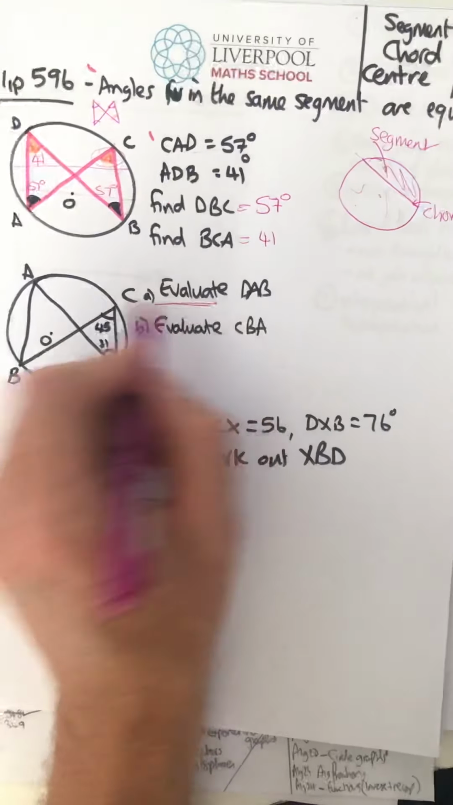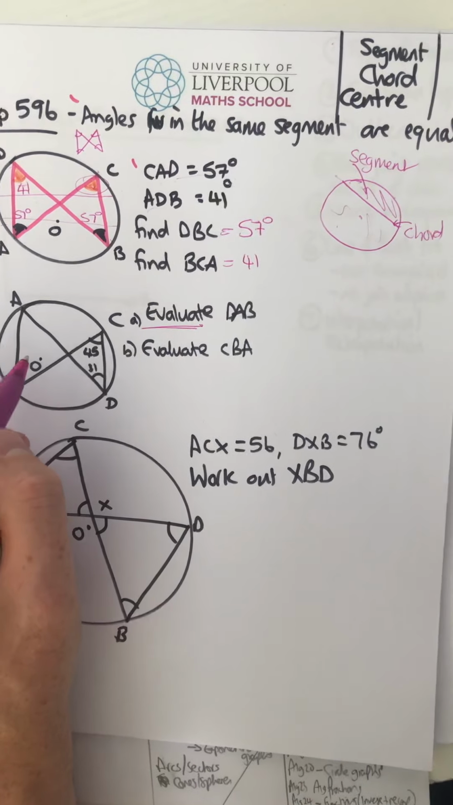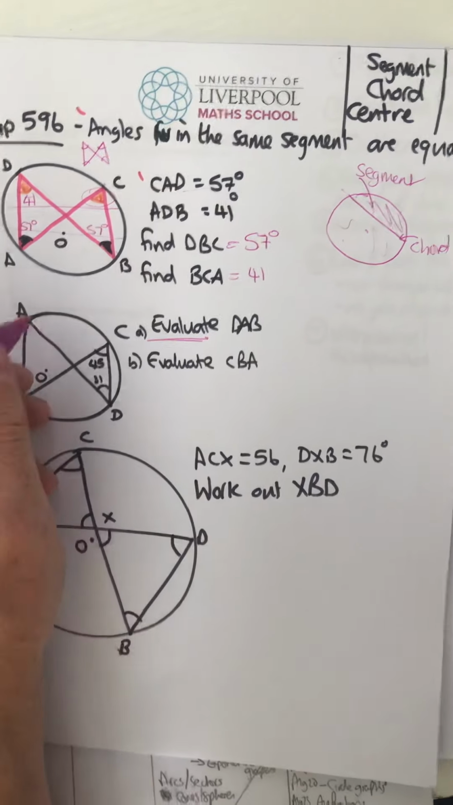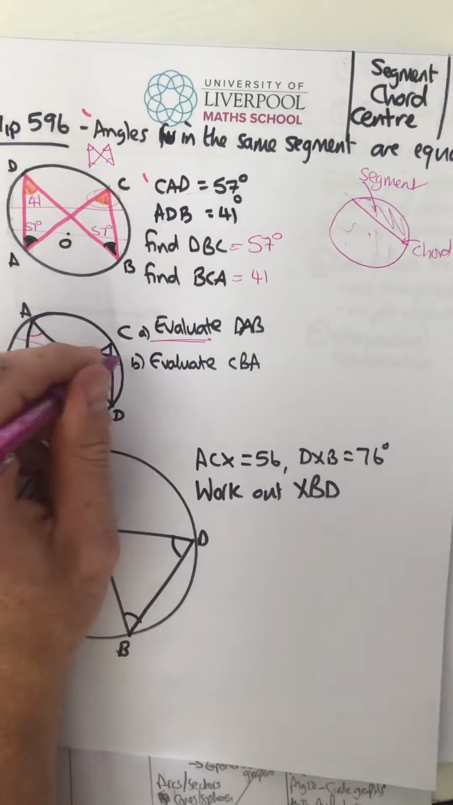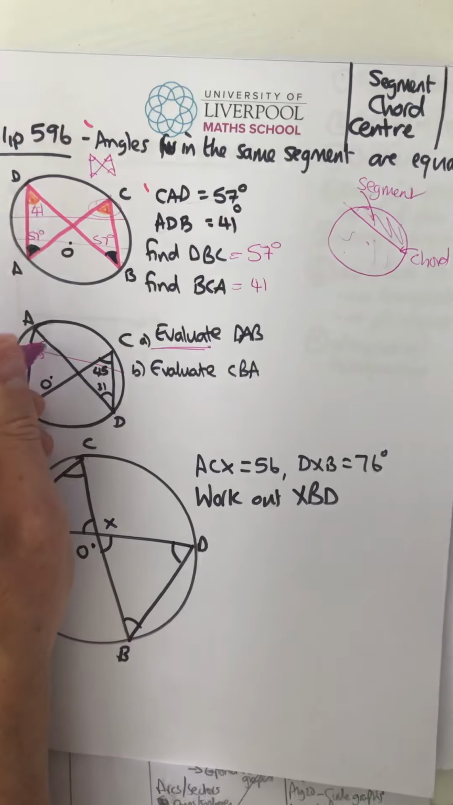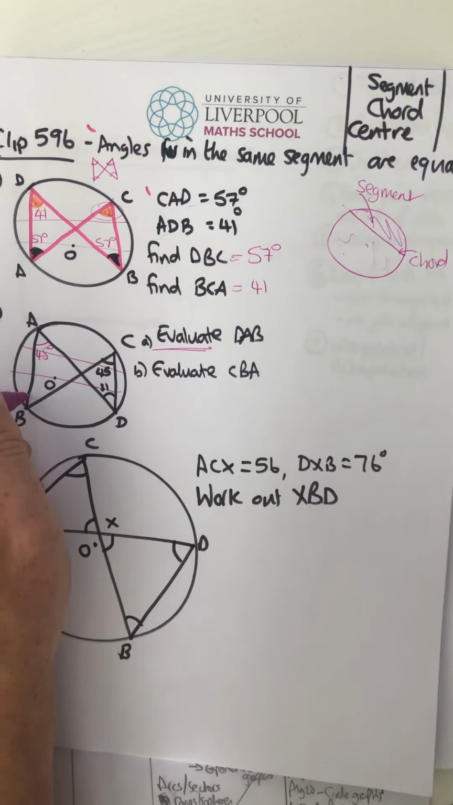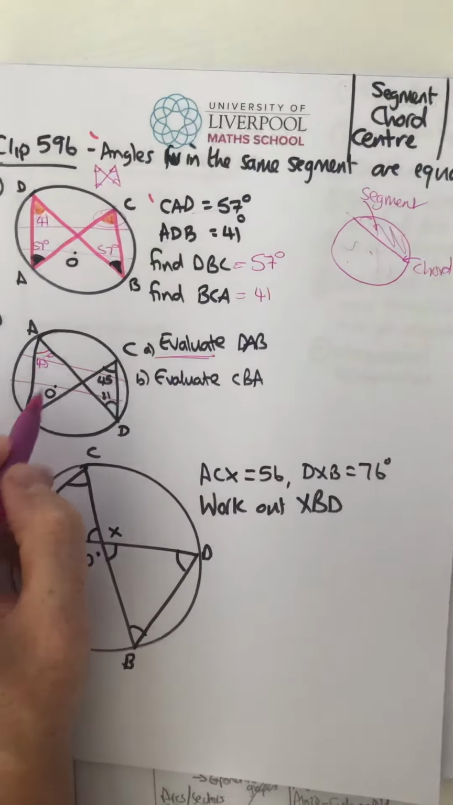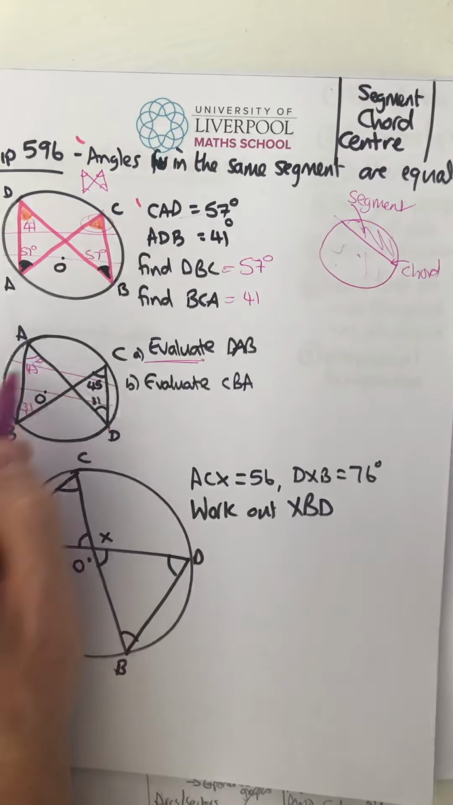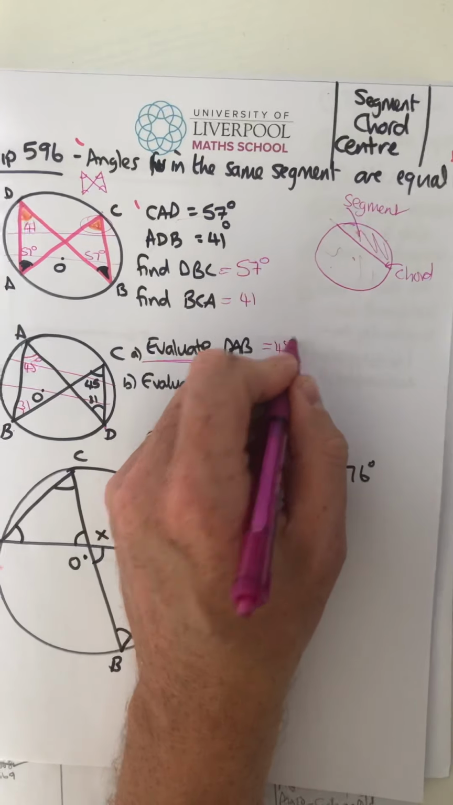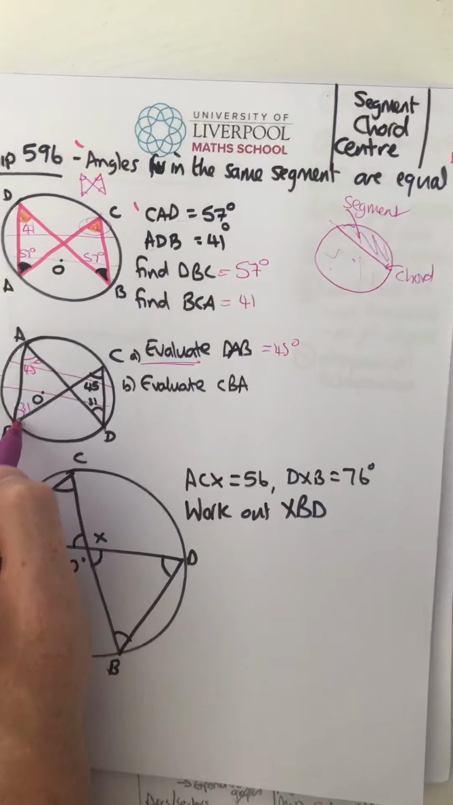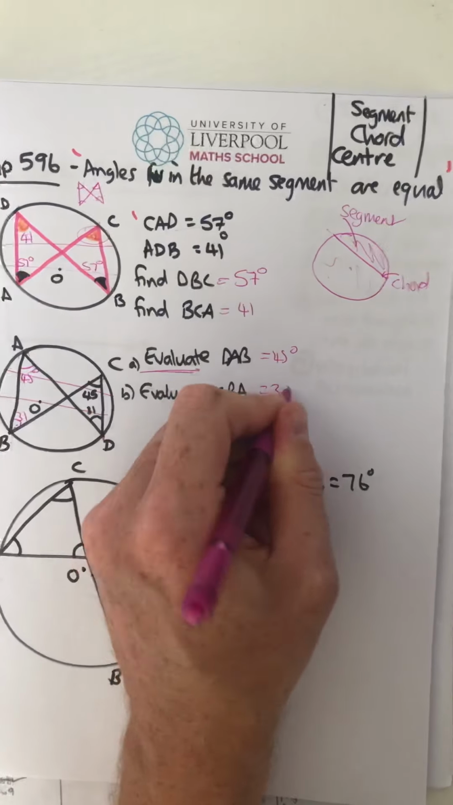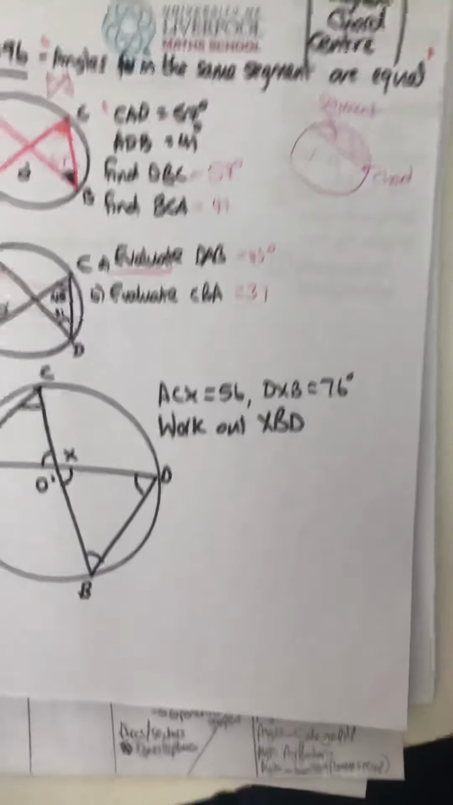Next one, so evaluate, that just means work out. This one, those 2 in the same segment, that's 45. And then here, this one will be 31. So it says evaluate DAB. Well, we just worked that out, 45. And then CBA, we've just done that, 31. Fairly straightforward. Right, let's apply now.